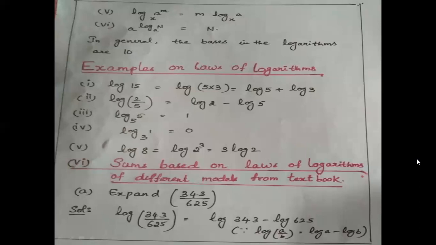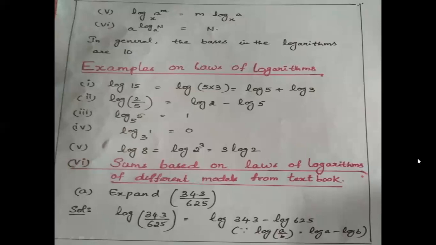Next, second example, log of 2 by 5. This is like the second law of logarithm, that is log A by B, which is equal to log A minus log B, that is equal to log 2 minus log 5. Next, third one is log 5 to the base 5. That means its value is 1. I already said log a to the base a is equal to 1. The fourth one, logarithm of unity to any base, its value is always 0. So that's why log 1 to the base 3 is equal to 0.